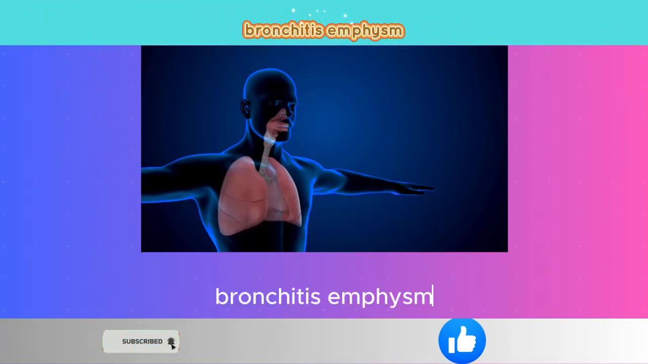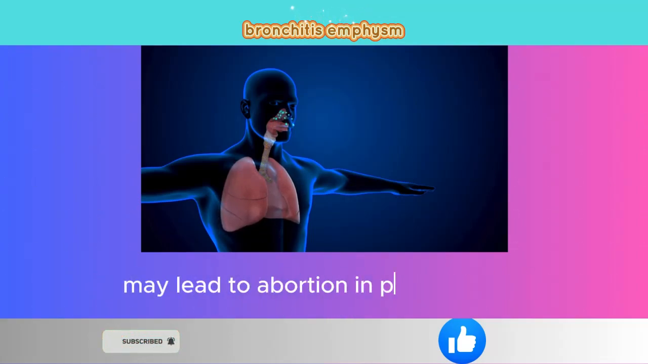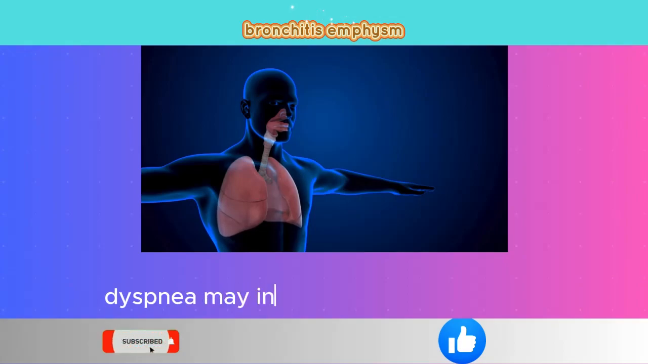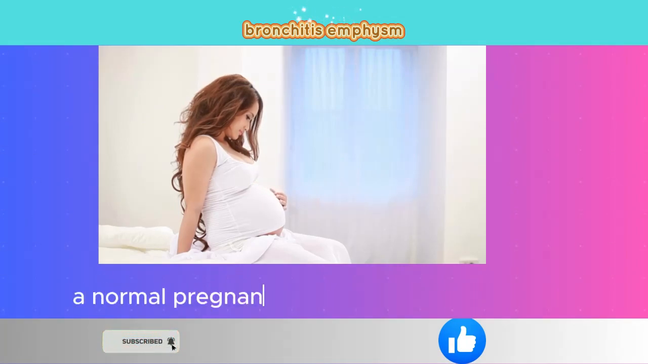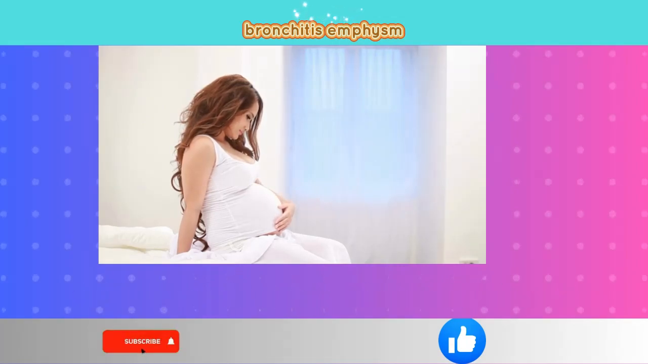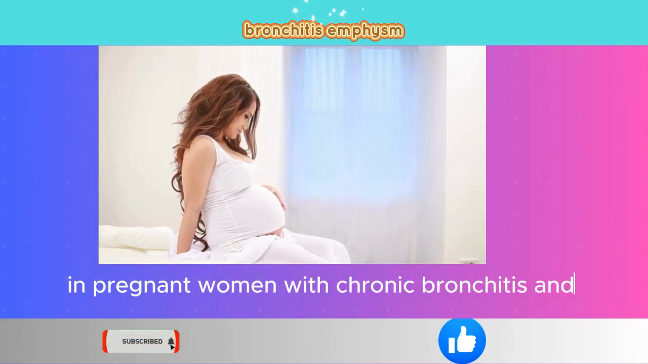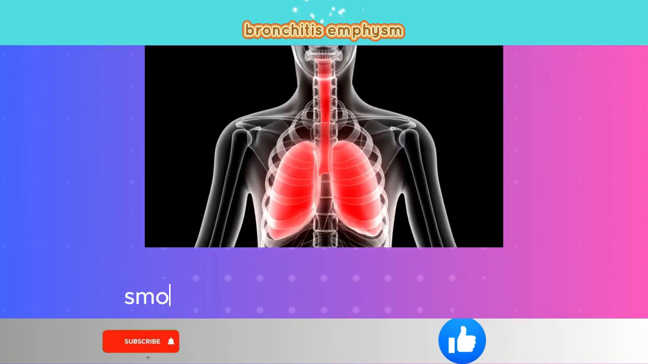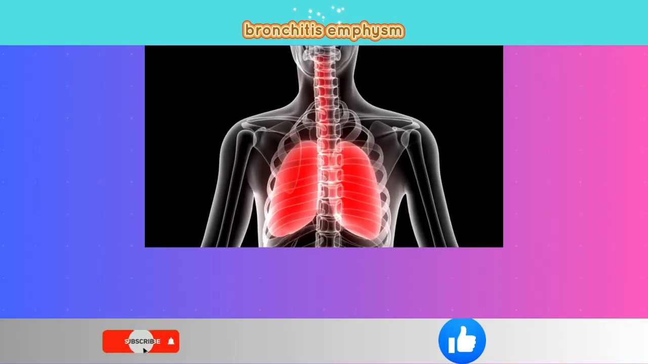Bronchitis, emphysema. It has been suggested that severe bouts of coughing may lead to abortion. In patients with emphysema, dyspnea may increase in the last months. If these patients with respiratory failure are able to walk and talk easily, a normal pregnancy and labor can be expected. Very rarely, the failure worsens. In pregnant women with chronic bronchitis and emphysema, smoking should be strictly prohibited in order not to aggravate respiratory failure.